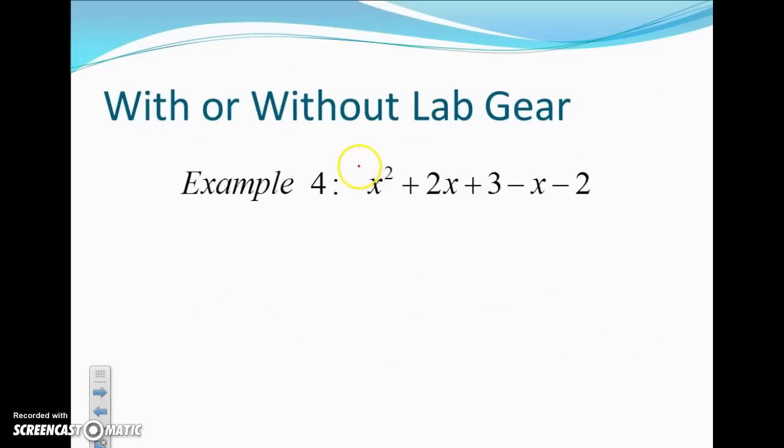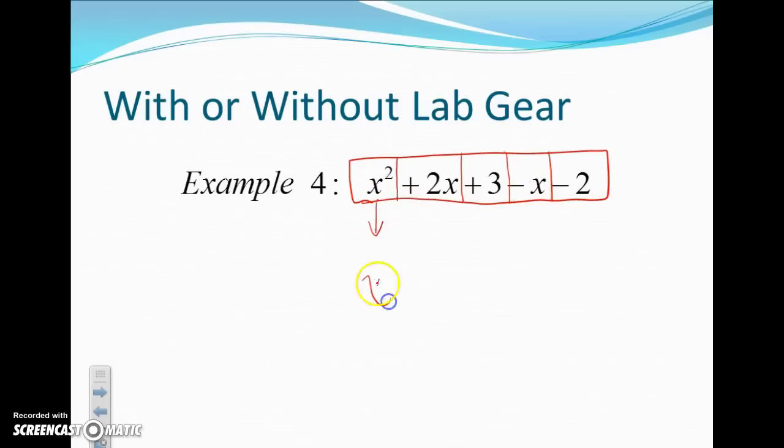Do the same thing. We're going to box it up. Okay. And then the first term is positive x squared. The next one is positive 2x. Then positive 3. Then negative x. And then the last term is negative 2. I usually like to go from the highest degree to the lowest degree, so I would start from x squared. Do I have any like term with x squared? You don't see any other x squared, so you will just bring that down. That's going to be x squared.